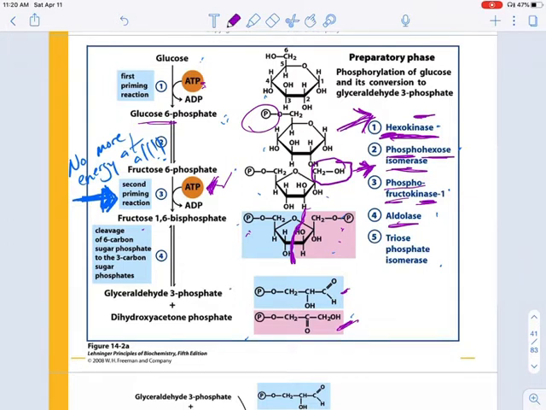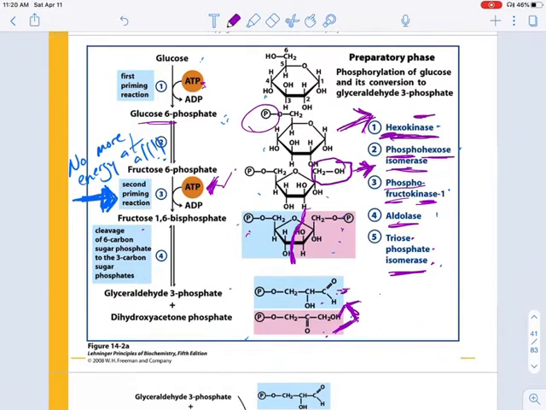This is an aldehyde. Obviously, this is a ketose. The enzyme that does this is triose phosphate isomerase, right? So it's an isomerase here. This isomerase activity is going to convert dihydroxyacetone phosphate to glyceraldehyde 3-phosphate. So it's going to take a triose phosphate, dihydroxyacetone phosphate, and then convert it to glyceraldehyde 3-phosphate.